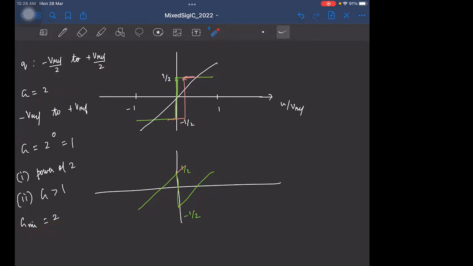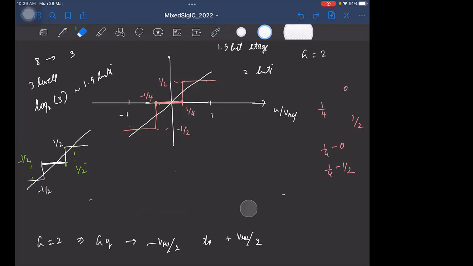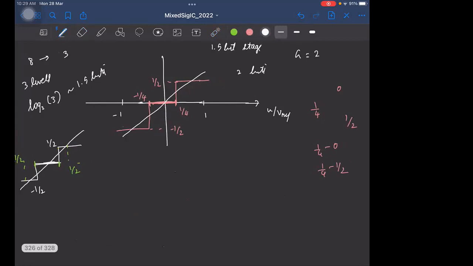But if the minimum gain is 2, you cannot have a 2-level quantizer. Okay, and that is why what we did was we introduced an additional level. So we have a 3-level quantizer like this, right? And it made sense to have the 3rd level within this range, minus 1/4 to plus 1/4. Okay, so let me once again explain this clearly because I think there was some doubt here also. So this is the 3-level quantizer we have.